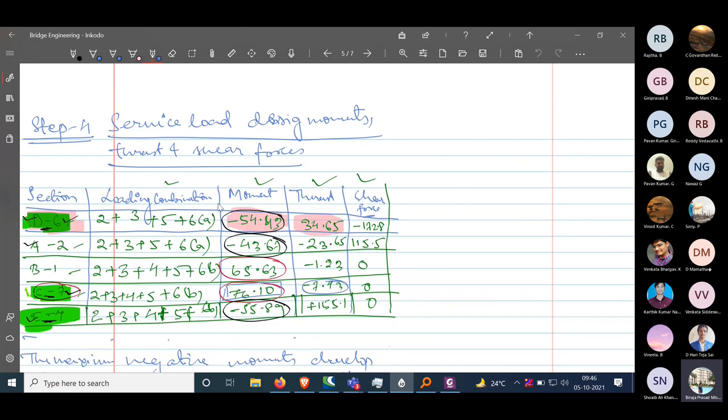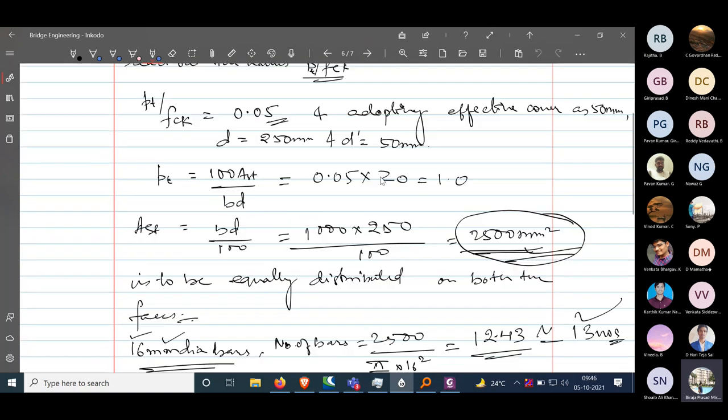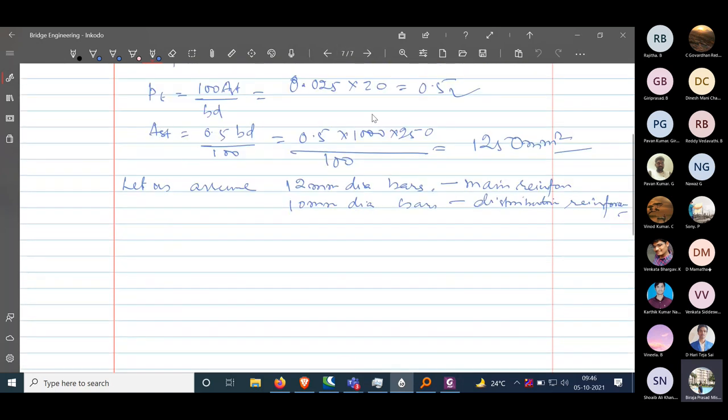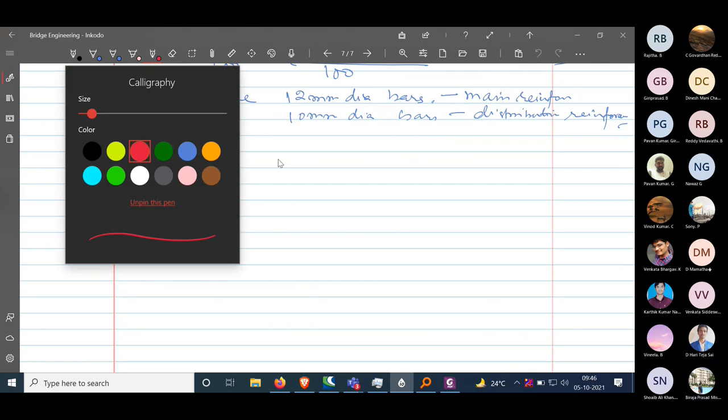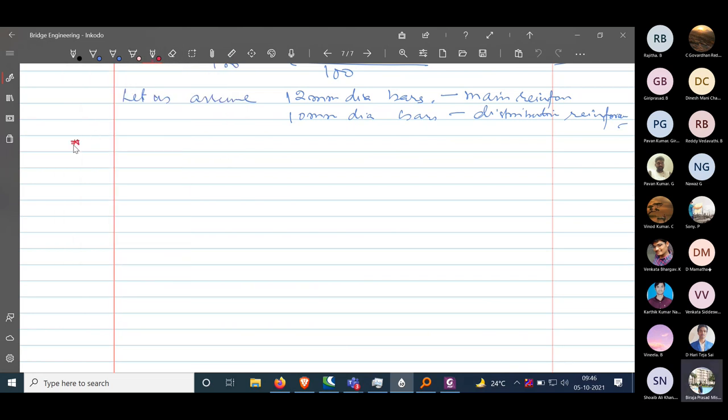Okay, so here the last one. So how are we going to design for E4? So here you see the service moment is -55.89 kilonewton meter, and the thrust here is plus 155. Okay. So we need to calculate the ultimate load first. So that is section E4.